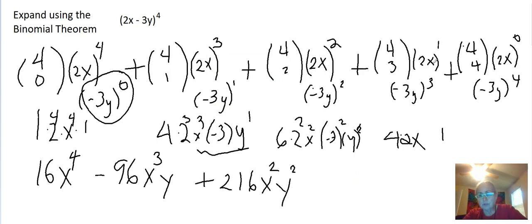Negative 3 to the 3rd. Well, that's negative 27, because negative 3 times negative 3 is 9, times negative 3 is negative 27. So that's got to be a negative 27. Don't forget your negative.